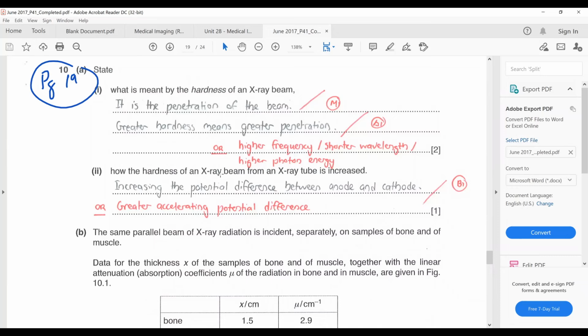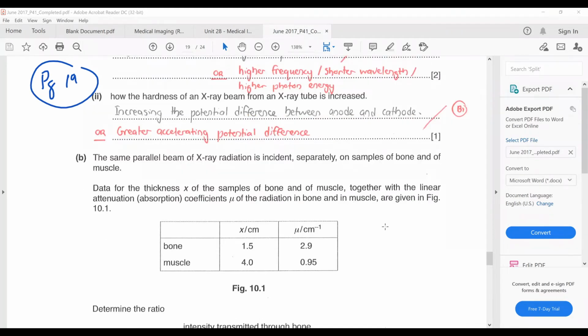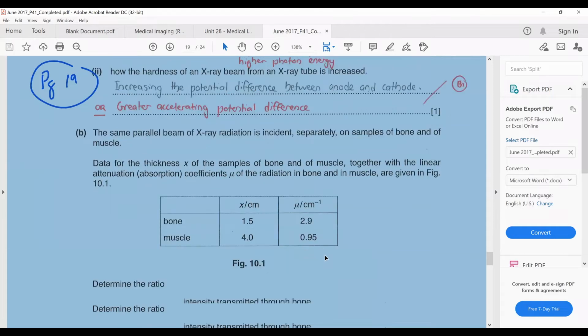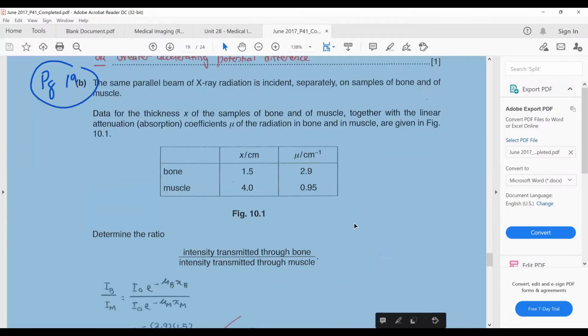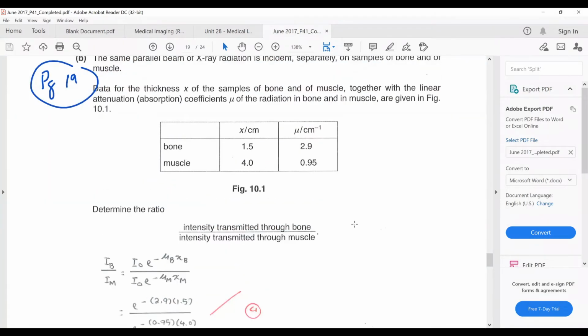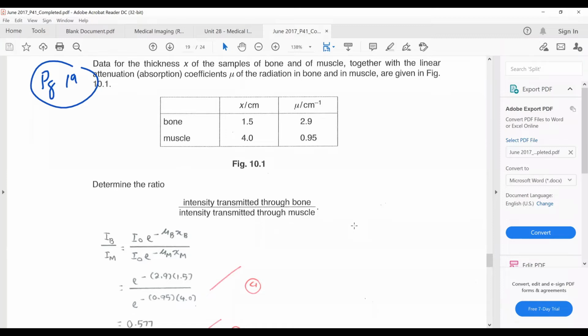Okay, now for this part of the question, they say that the same parallel beam of X-ray radiation is incident separately on samples of bone and muscle. Data for the thickness X of the samples of bone and of muscle, together with the linear attenuation coefficients mu of the radiation in the bone and muscle, are given in figure 10.1. So as mentioned to you, mu is just something like a constant. It tells you how much of your X-rays will actually be absorbed by the medium itself. Okay. So here they ask you to determine the ratio of intensity transmitted through the bone to the intensity transmitted through the muscle.